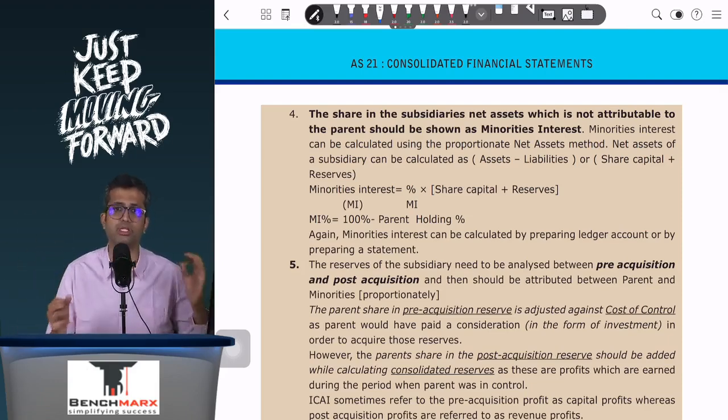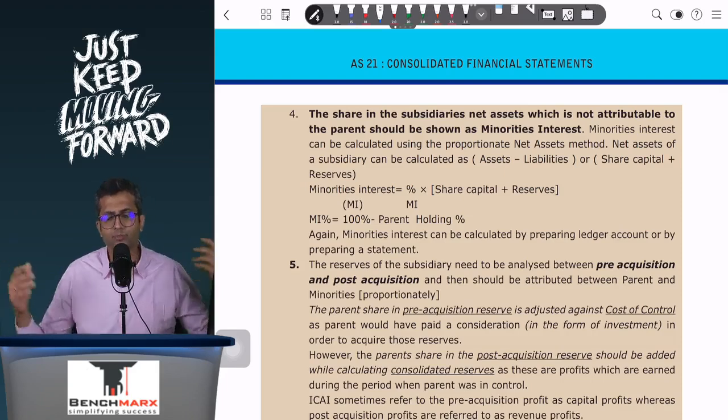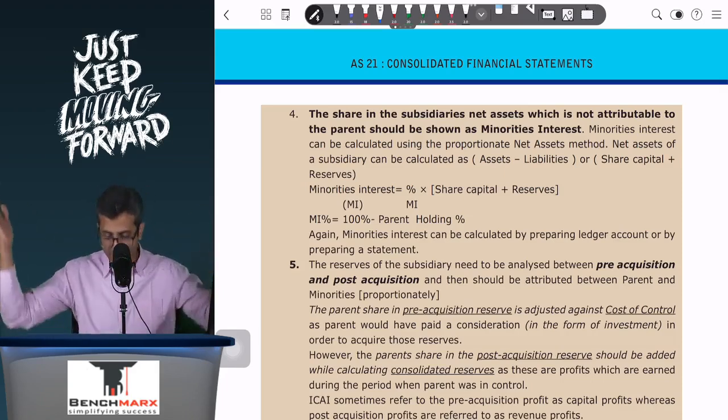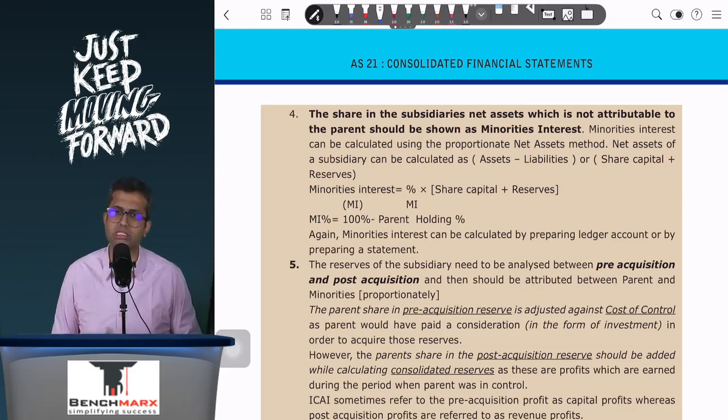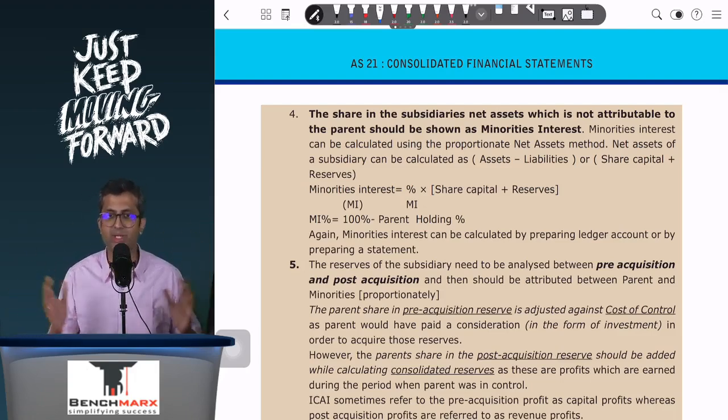However, the investment does not just give me access to the share capital. It also gives me access to the reserves as existing on the date of acquisition. Higher the reserves, higher will be the net worth, and higher I will have to pay as PC, purchase consideration. Lower the reserves, lesser is the consideration I'll have to pay, and hence when I'm acquiring a company which has a huge reserve base, I'll have to pay more consideration. A company which has a lesser reserve base, I'll have to pay lesser consideration.